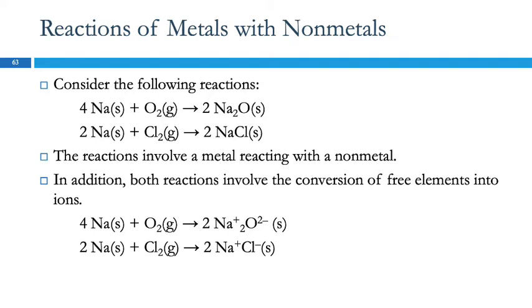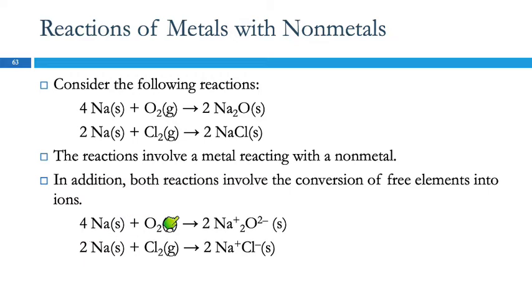Reactions of metals with nonmetals are going to be redox reactions. And so here we can look at sodium reacting with oxygen, right? And sodium reacting with chlorine. This one, you've got oxygen involved. This one, you've got chlorine. But both are metal, nonmetal. Both of these involve converting free elements into ions.